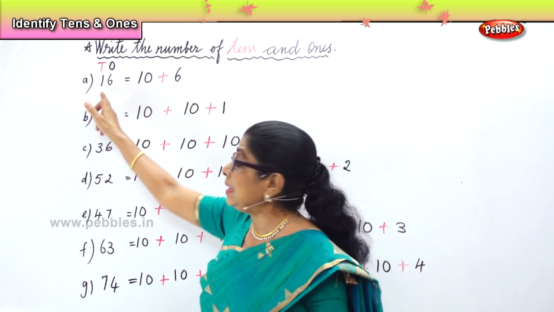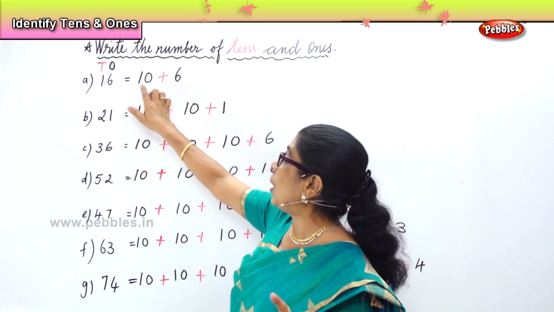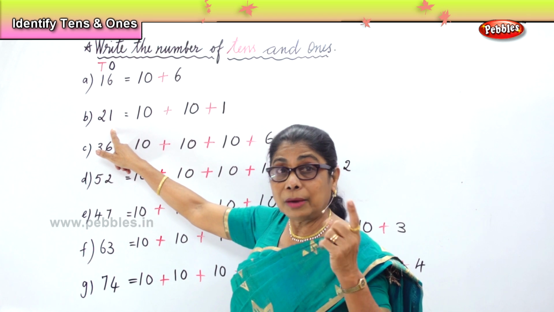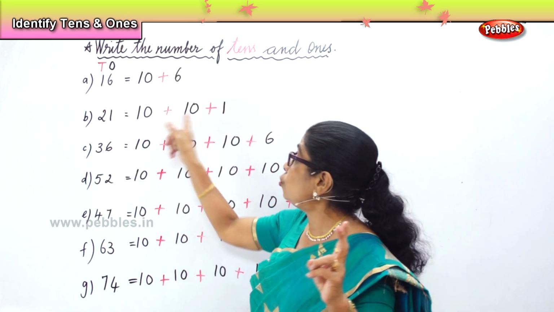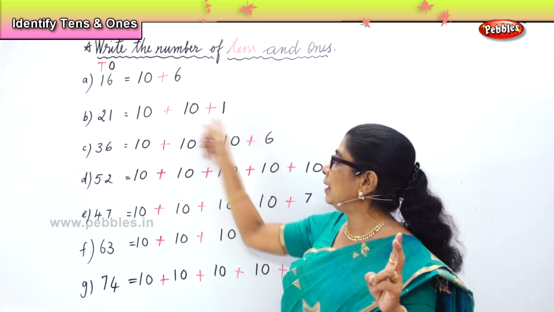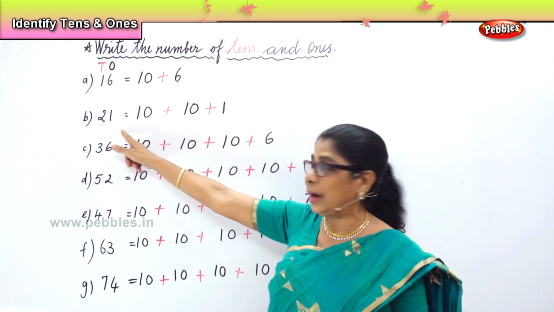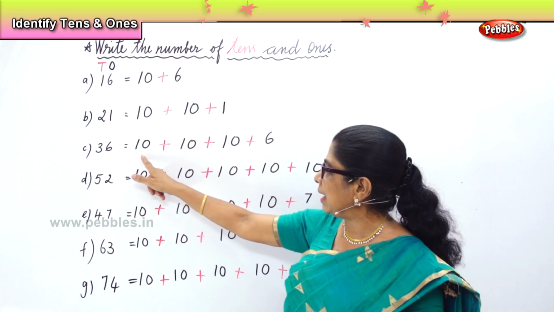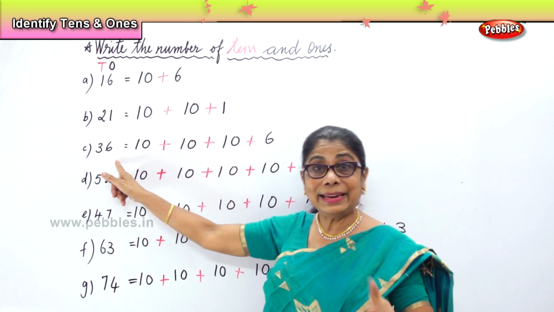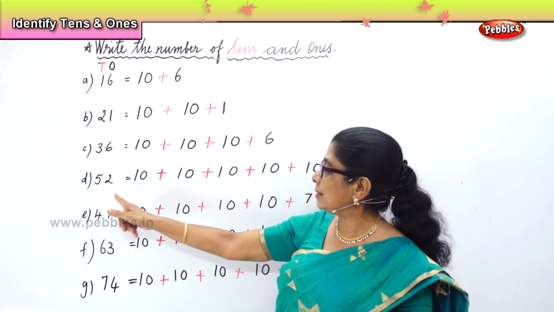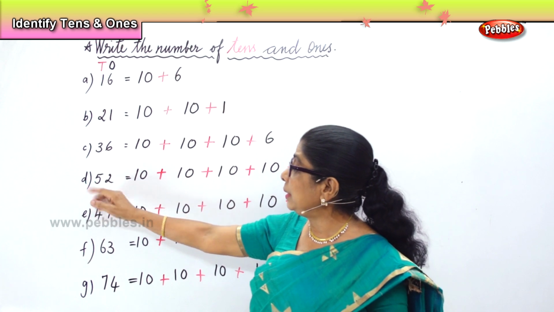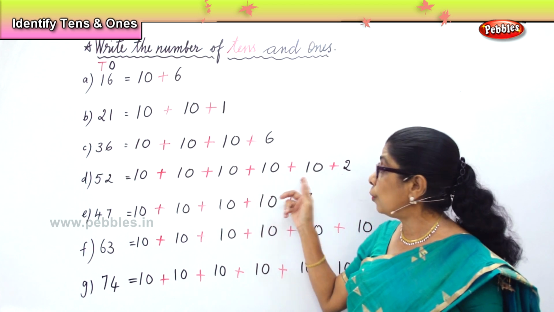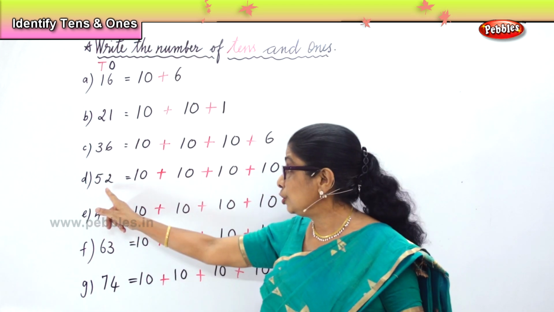Now, 16, how many tens in 16? 1 ten and 6 ones, 16. 21, how many tens, how many ones? There are 2 tens in 20 and there's 1 one. That makes 21. And the next numeral, 36. How many tens? There are 3 tens. 1, 2, 3 and then 6 ones. Next numeral you have 52. How many tens in 52? You have 1, 2, 3, 4, 5 tens and 2 ones.